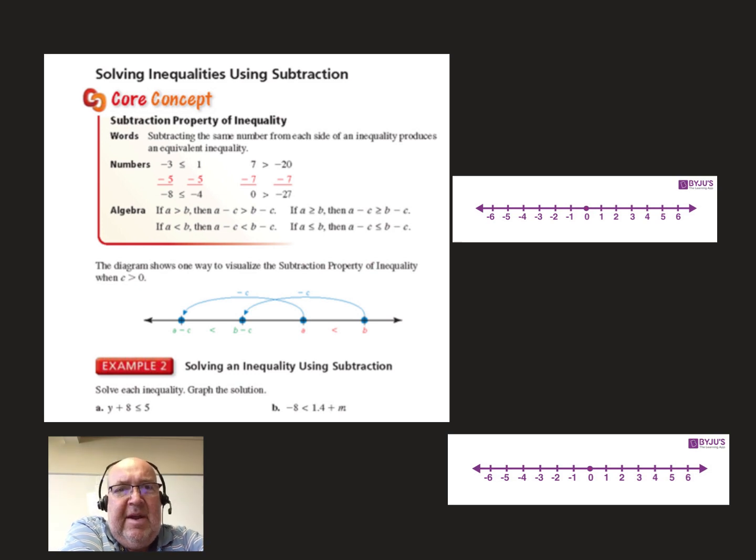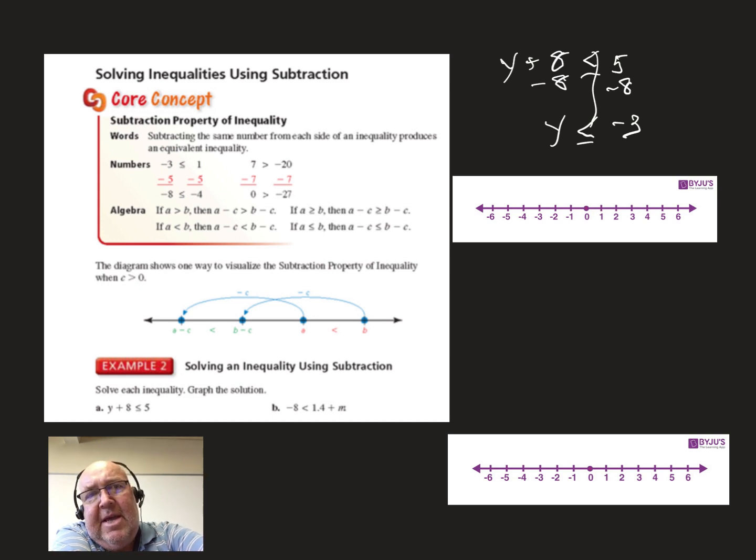I have y plus 8 is less than or equal to 5. Again, I'm going to subtract 8 from both sides, and I'm going to get y is less than or equal to negative 3. I'm going to go ahead and graph that. So I start at negative 3, put a closed circle because it was less than or equal to, and I draw a line going to the left.